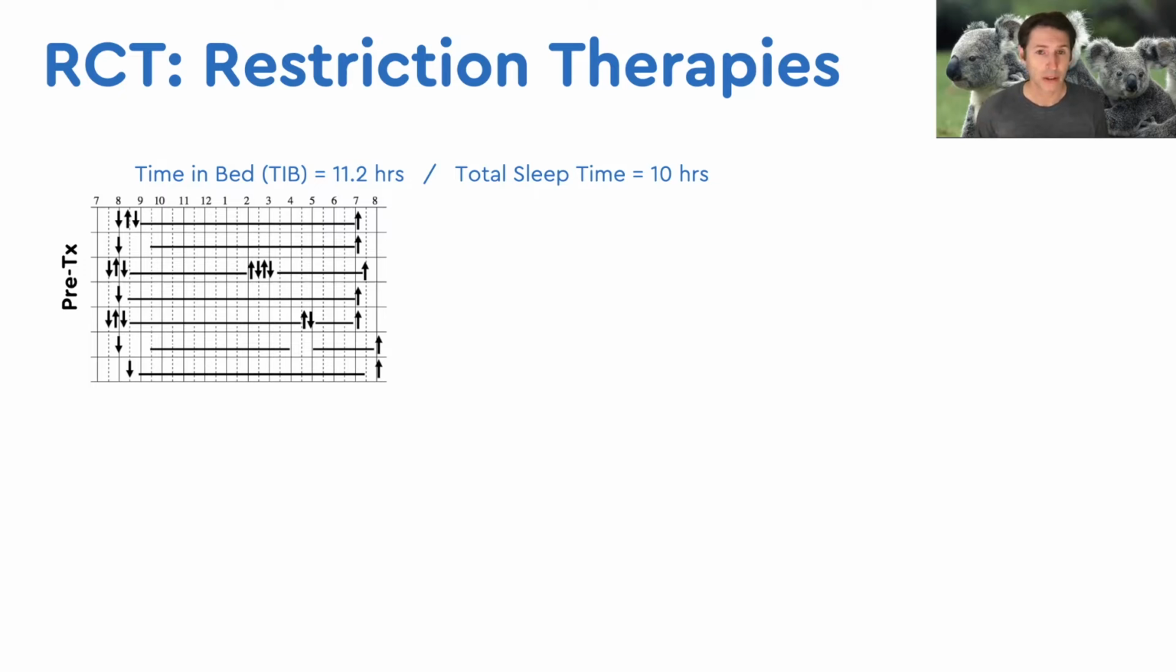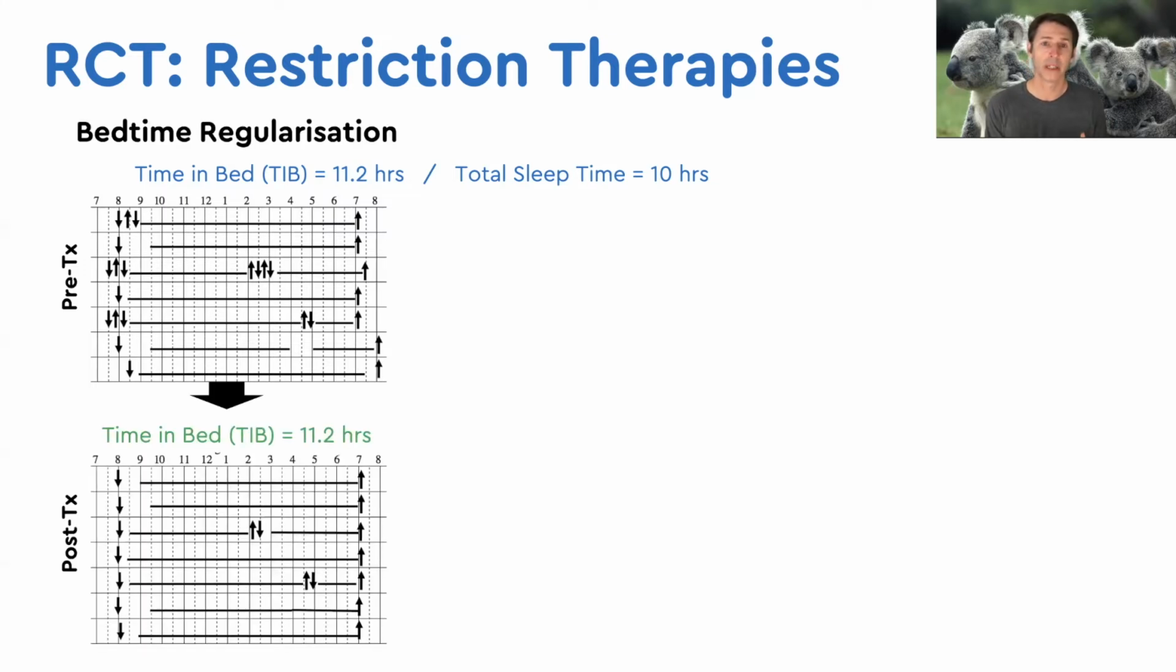So when thinking about a control group, we wanted it to look like we're actually doing something. We wanted to have an active control. So these kids and these families would come in and see us, and we would be doing certain techniques. Sometimes the treatment as usual approach is really to regularize bedtimes. If we do this, at post-treatment the time in bed would actually remain the same, 11.2 hours. We would take these irregular bedtimes and try to ensure as much as possible that they were as regular as possible.